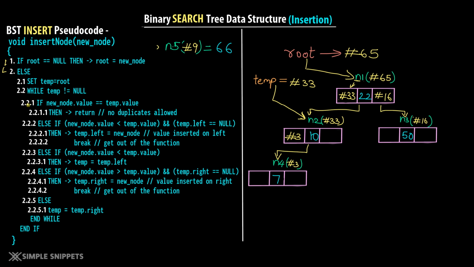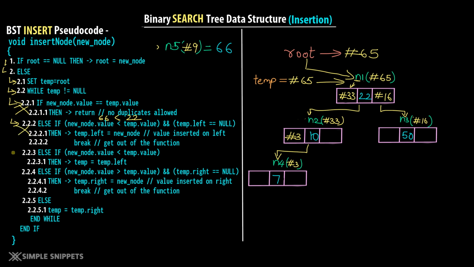So for the first time, you will start with temp pointing to the root. So initially temp will have the address of #65, which means temp will point to n1, right? So we are over here. Then we will say while temp not null, then we will check this condition. First condition becomes false because new node's value 66 is not equal to 50. Then we will check this condition. Is new node's value less than temp.value? No, 66 is not less than 22 because temp is currently pointing to 22, that is n1.